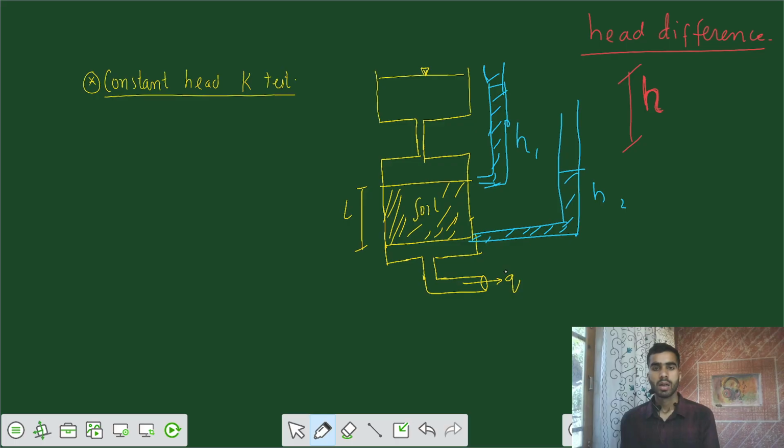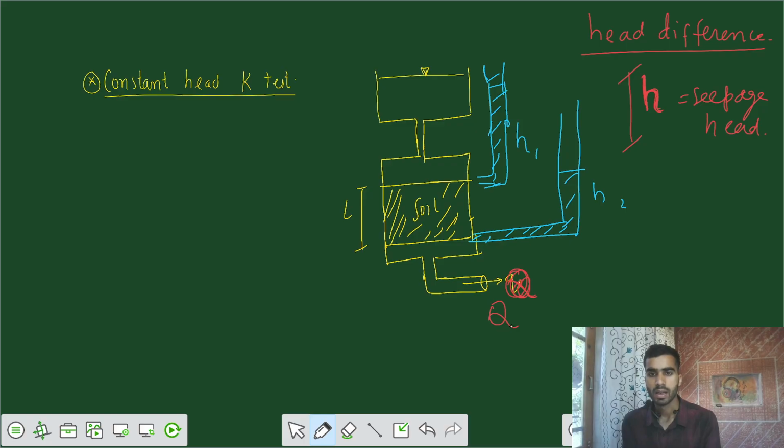Now if the flow is possible, there is some discharge, capital Q. Flow is only possible if there is a head difference between the two sections, so a head loss should be there. That head difference, which we have written as h, is also called the seepage head.